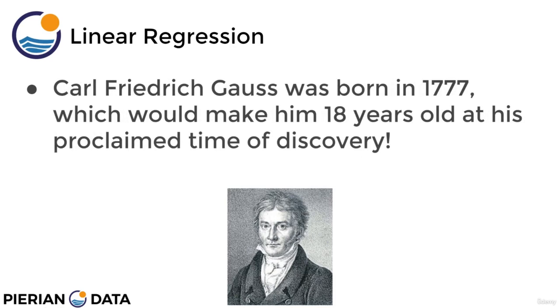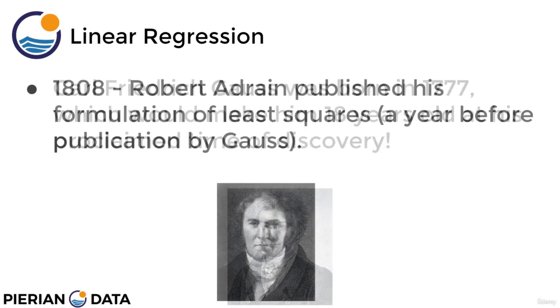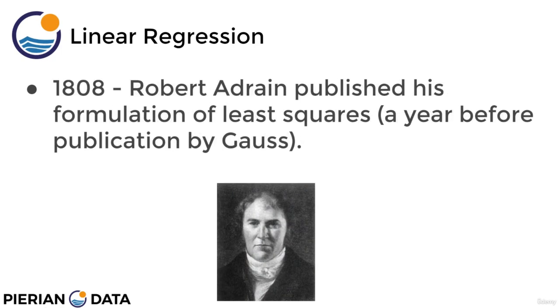What's really interesting is that Gauss was born in 1777, which means if he actually discovered it in that year, it would have made him 18 years old at his proclaimed time of discovering and inventing linear regression. Keep in mind, this is actually not too unrealistic, given that Gauss was a child prodigy in mathematics. It gets even a little weirder because 1 year before, in 1808, Robert Adrian published his formulation of least squares.